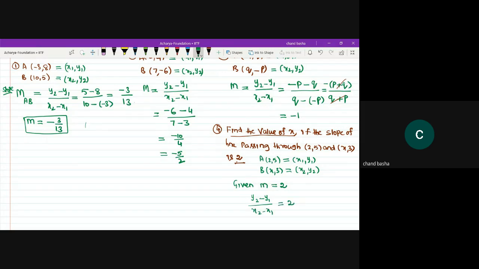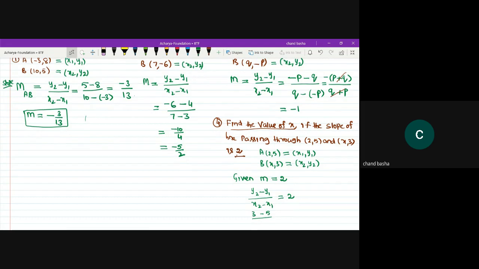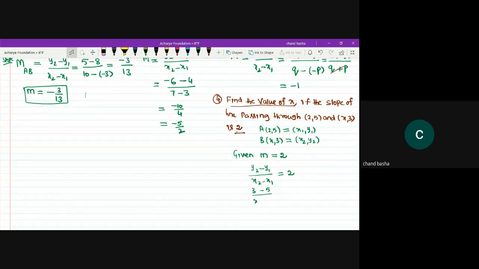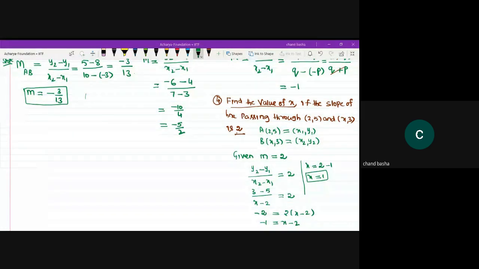It is 2. Y2 means it is 3 minus 5 divided by X2 minus X1, that is X minus 2, is equal to how much he has given. It is already 2. So 3 minus 5 means it is minus 2 is equal to 2 into X minus 2. The 2 will get cancelled. You will get minus 1 is equal to X minus 2, implies that X is equal to 2 minus 1. So as you said, X value is just 1. Clearly it is 1.